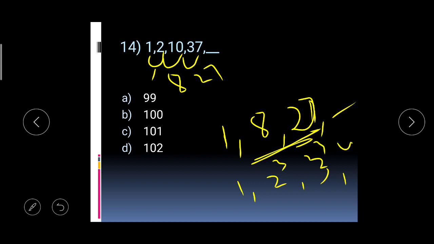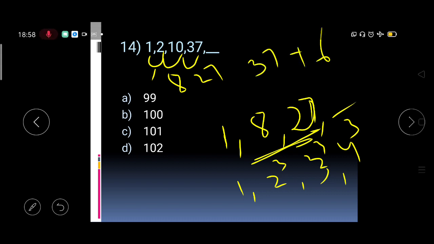So the next has to be a cube of 4, right? So what is our next answer? 37 plus cube of 4. Cube of 4 is 64, right? So I'll just add the cube of 4. 37 plus 64 is nothing but 101, right? So we'll just mark the answer.